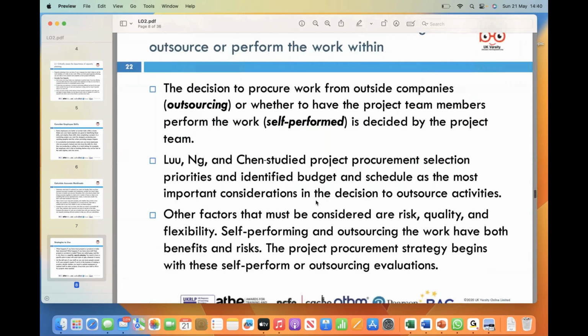Next, risk is another big factor. Both outsourcing and self-performing carry their own set of risks. The project team needs to assess the risks associated with each option and choose the one that minimizes potential negative impact on the project.